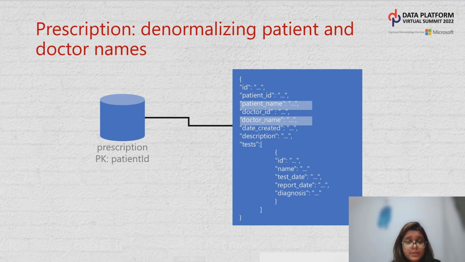Now, whenever we talk about prescription, we also need to get additional details like doctor name and the patient name for a particular prescription, so that whenever a medical practitioner is looking at a prescription, he can get a sense of which doctor recommended what and get the patient information as well. So we are again embedding patient name and doctor name into the document in order to get the entire data in a single query. This is again denormalization, which is a very common practice in NoSQL world.